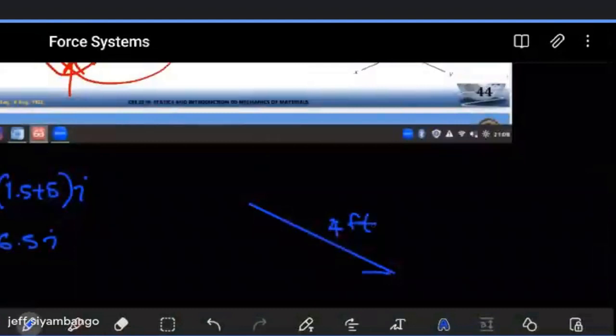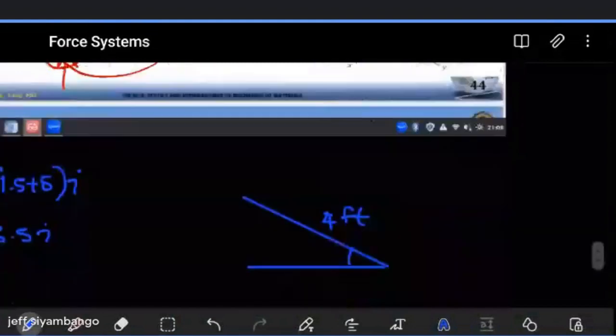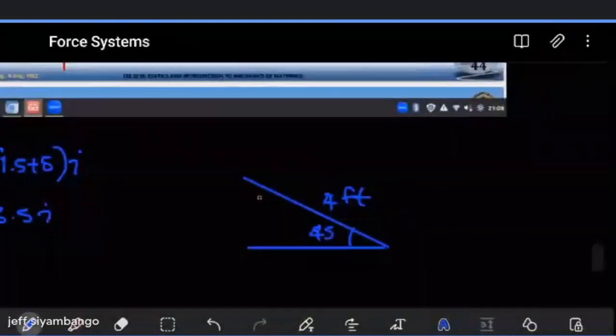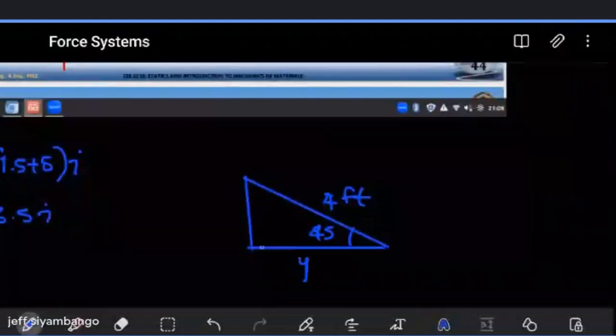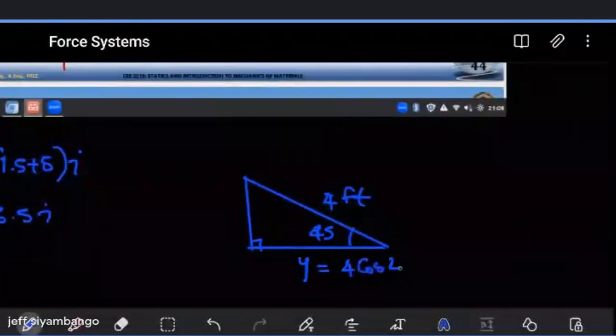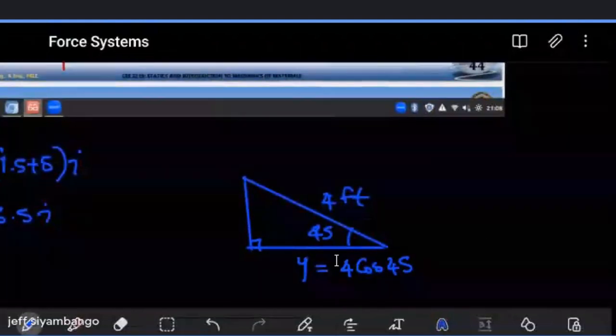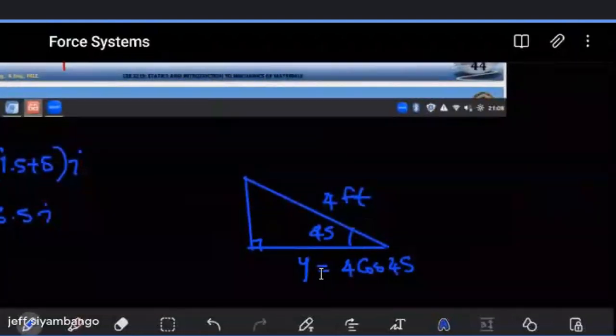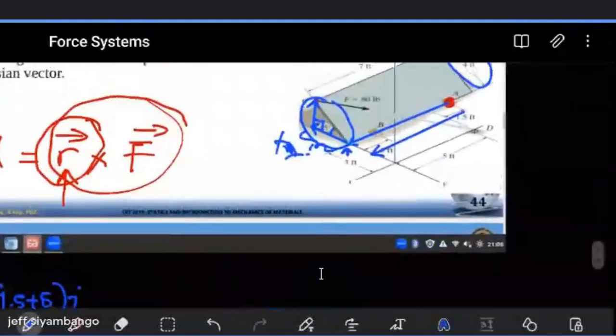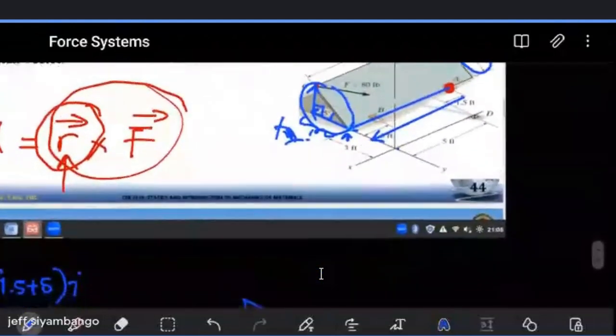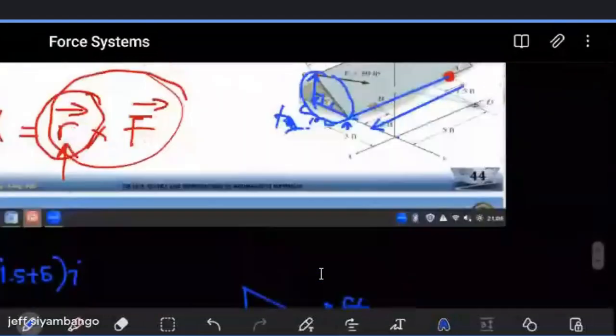Then the angle here is labeled as a 45. Then my y component, the one I'm looking for, is this one here. And the angle here is a right angle. So to find this, of course, I see it side by side with my 45. I'm going to use cos. So it's going to be 4 cos 45. This is what is going to give me my y there. So that is what is going to give me that piece of y.